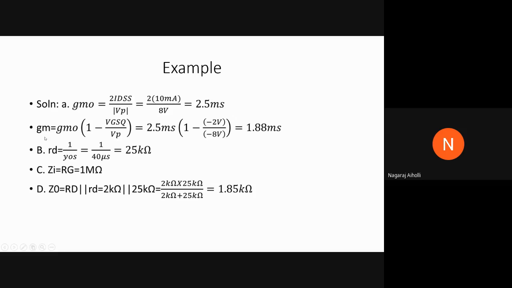Okay. Then GM is given by transconductance. This GM is the value of transconductance at a particular value of VGS. GM naught is the maximum value of transconductance. Try to understand here. Then GM is the transconductance at a particular value of VGS. So this GM is given by GM naught into 1 minus VGS Q divided by VP. GM naught we have found out is 2.5 millisiemens, into 1 minus VGS Q.